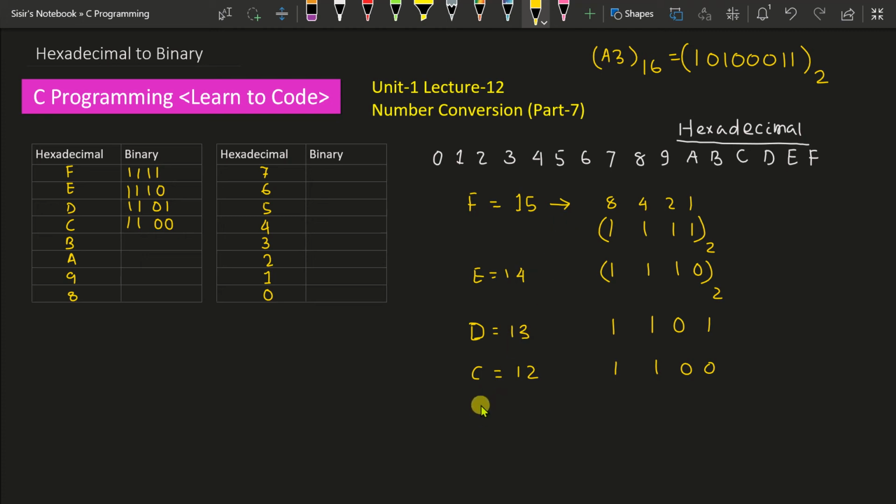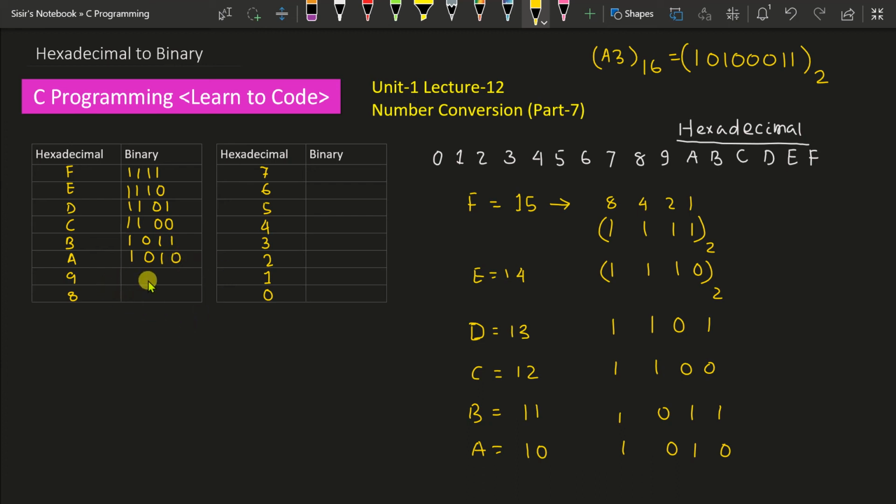So I'm going in the right direction. Yes. B is equal to 11. 11 means 8 plus 2 is 10, plus 1. So that will be 1, 0, 1, 1. I have to write 1, 0, 1, 1. Then A becomes 10. So 8 plus 2 is 10. So that will be 1, 0, 1, 0. I'll write 1, 0, 1, 0.